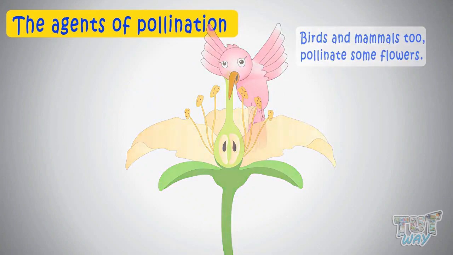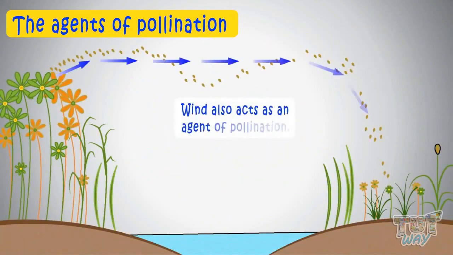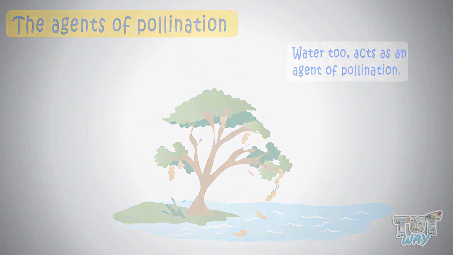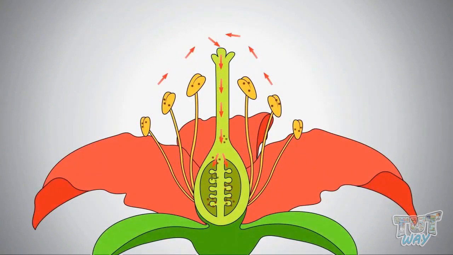Insects like bees, butterflies, beetles, etc. are the main agents of pollination. Birds and mammals too pollinate some flowers. Wind also acts as an agent of pollination. Water too acts as an agent of pollination. So kids, today we learned about the parts of flowers, fertilization and pollination. Go to a garden and see the birds or the insects or the bees. They might be coming and sitting on the flowers, and watch their activities.